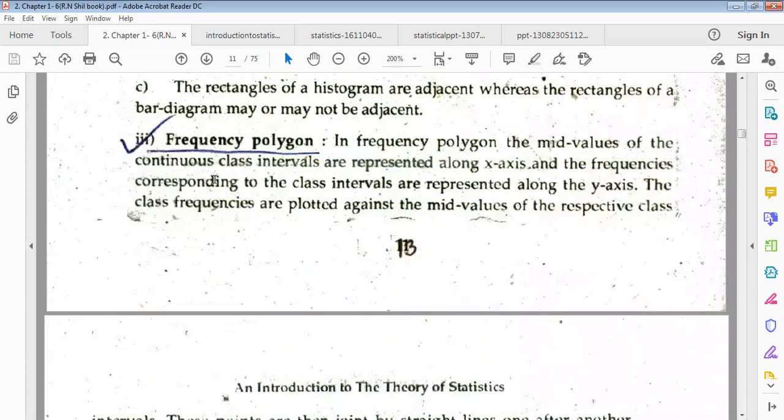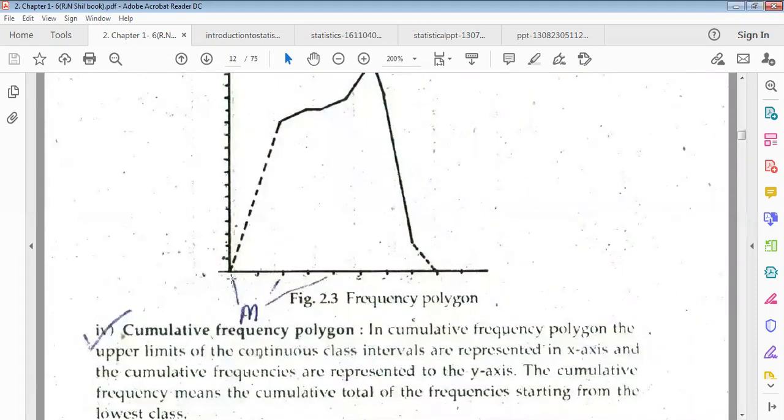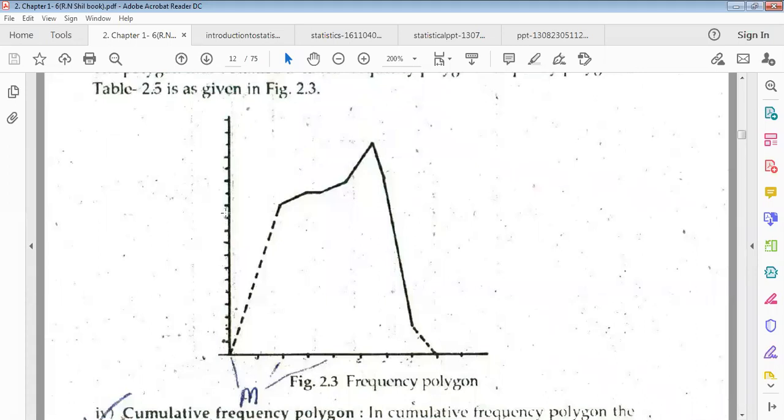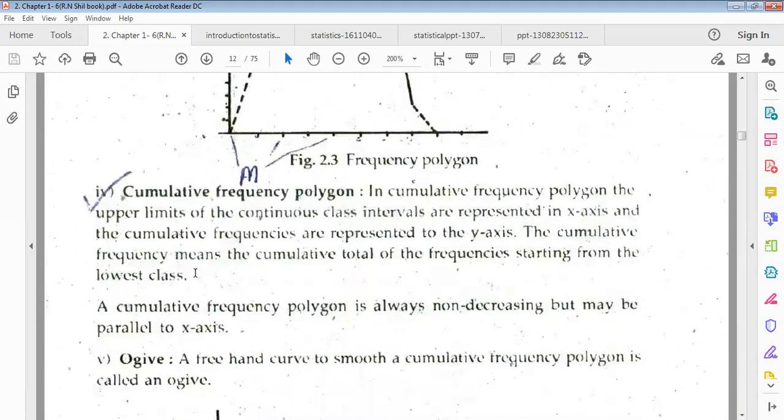Now frequency polygon. Okay, in a frequency polygon, the mid values of the class interval are represented along the x-axis. Along the x-axis, mid values. Okay, and along the y-axis, what? Frequency distribution. Then we get these types of curve. Actually, this is called frequency polygon. Remember it.